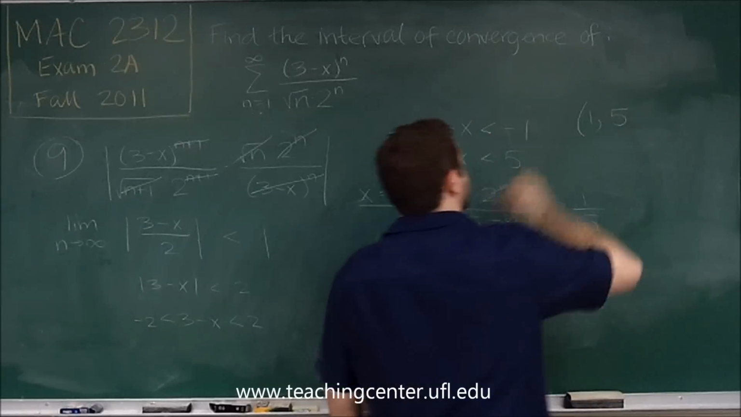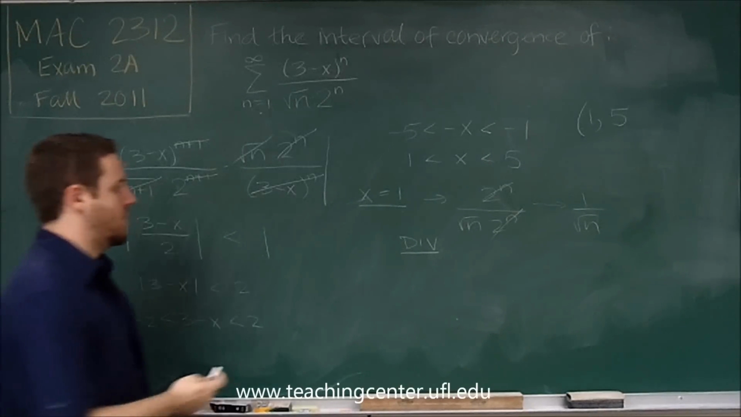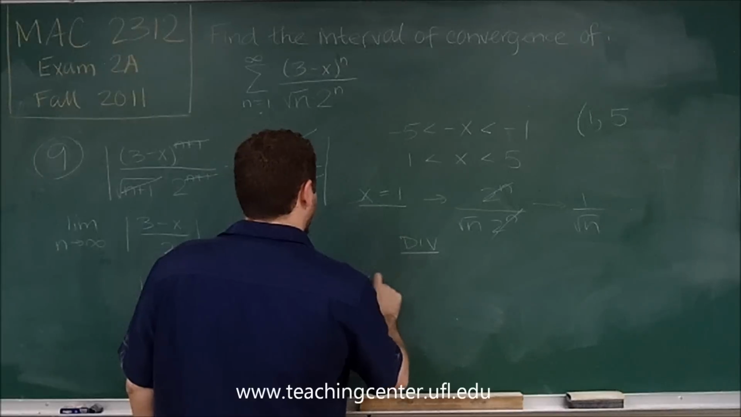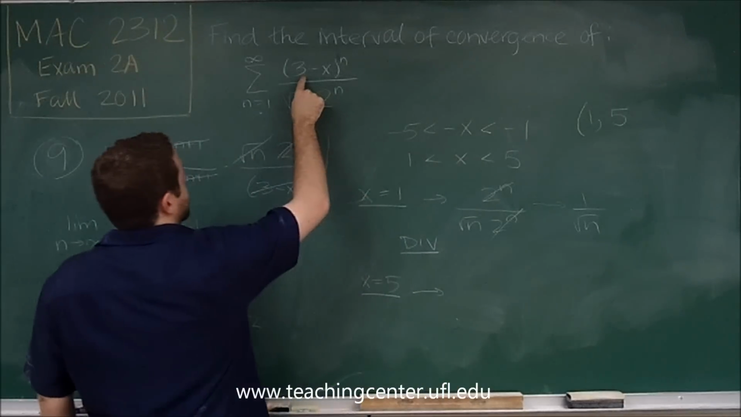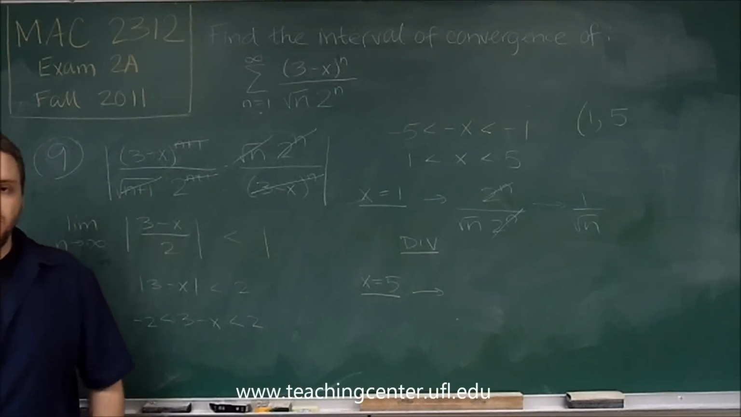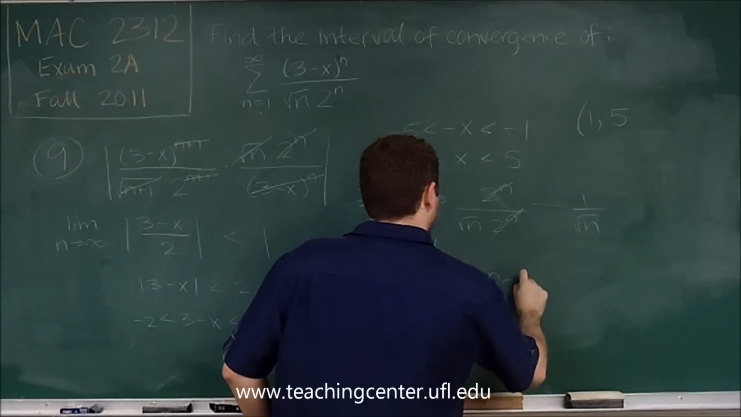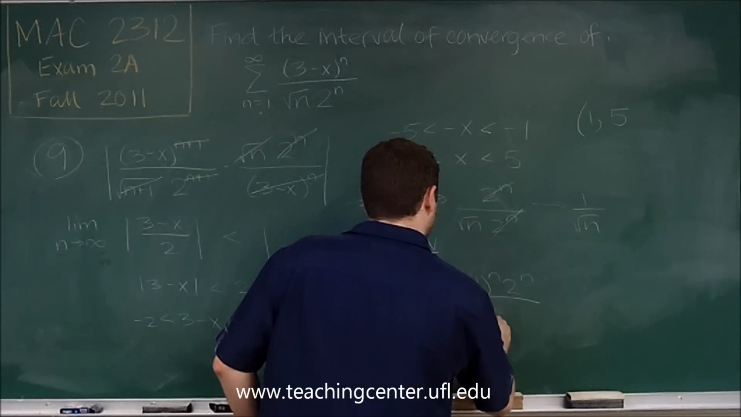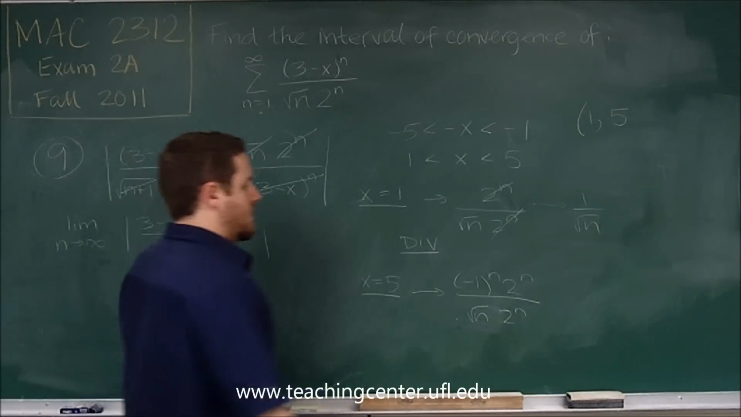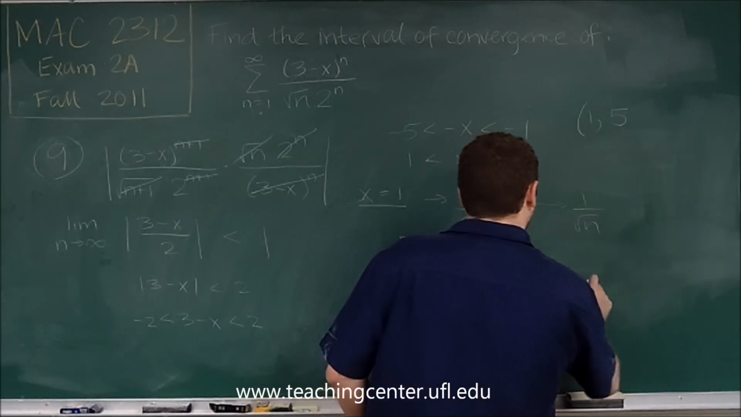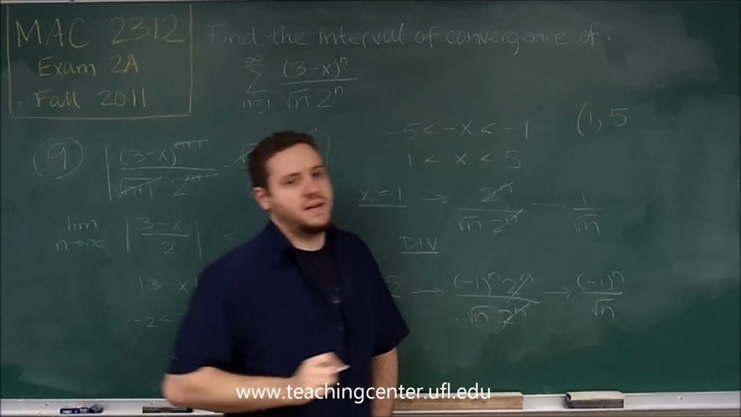So we know we have a parenthesis on 1. 1 does not converge. What about x equals 5? If we plug in 5, this is going to become 3 minus 5, which is negative 2 to the n. In other words, that could be separated out as negative 1 to the n, 2 to the n, over square root of n, 2 to the n. Again, the 2 to the n's cancel out. What's the difference? This time we have 1 over square root of n, but it's alternating.